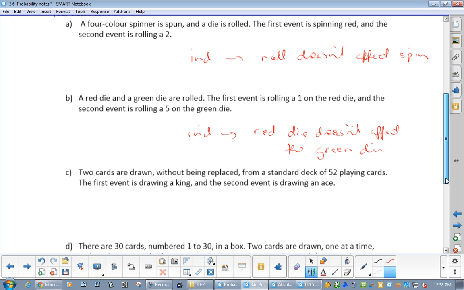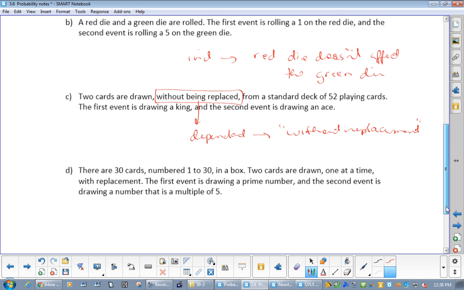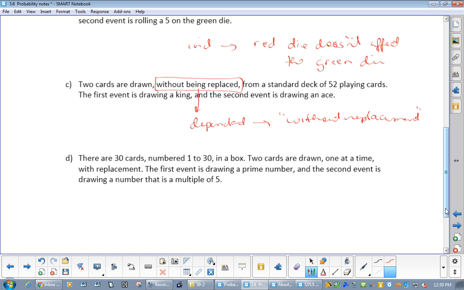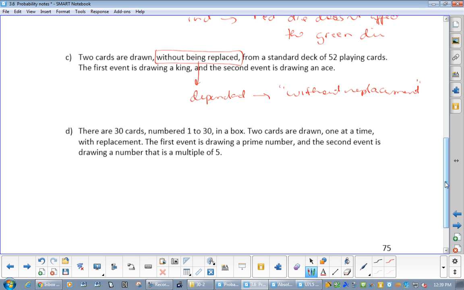Okay, 2 cards are drawn without replacement. You just need to stop there. That's dependent, right? Because it's without replacement, that means the second time I go to pick a card, there are fewer cards. The first event affected the second event. Now, there are 30 cards numbered 1 to 30 in a box. 2 cards are drawn one at a time with replacement. Independent.